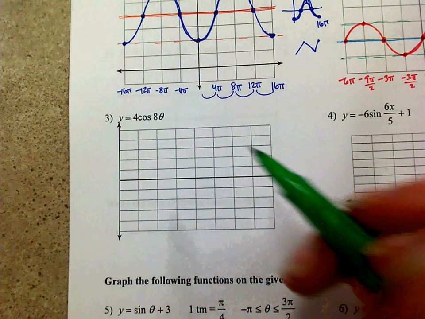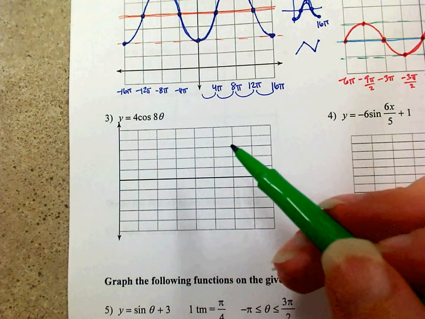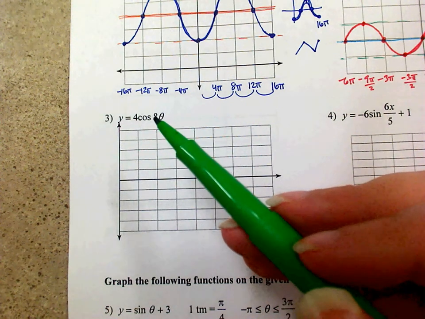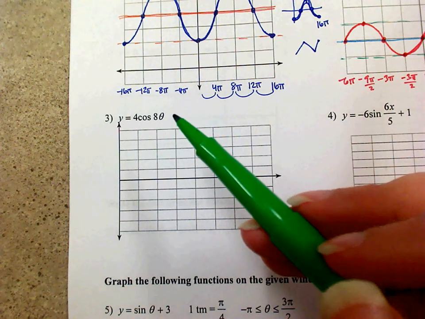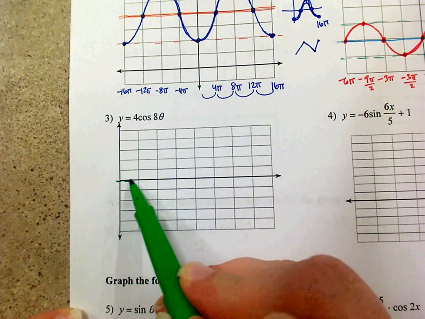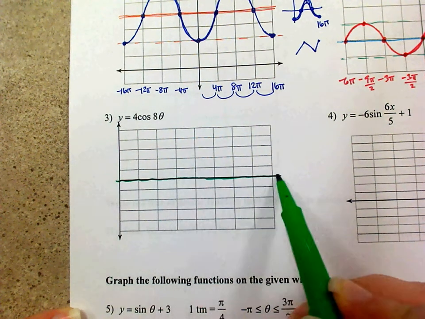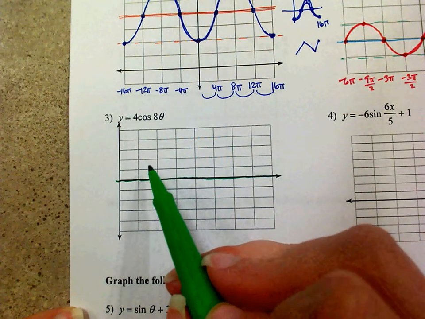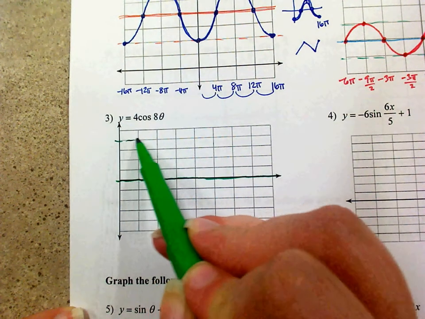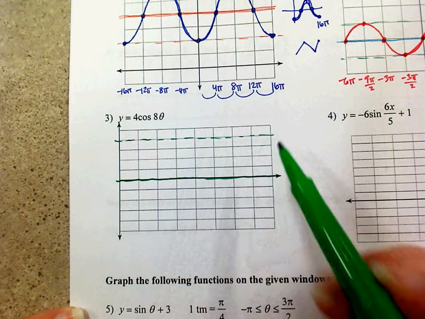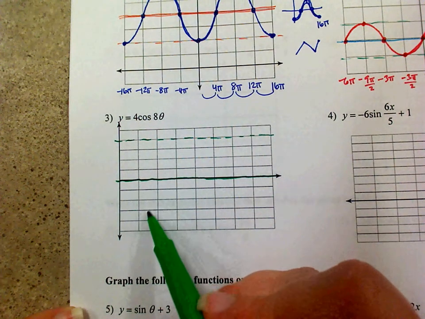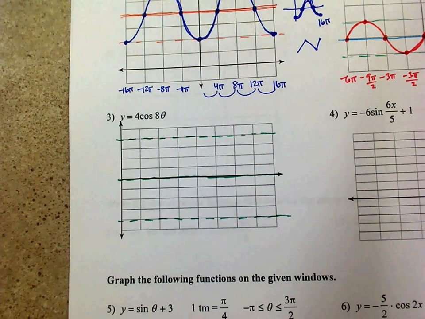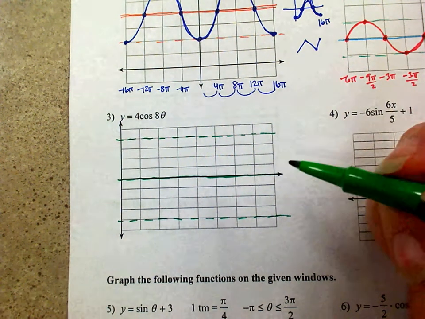Okay, on this one, we have an amplitude of 4. We've got an 8 in front of theta, which is going to affect my period, and then there is no vertical shift. There's no vertical shift, then I know that my midline is at the x-axis. Okay? And then my amplitude is 4, the number in front, so 1, 2, 3, 4. I'm drawing my amplitude line. And down for 1, 2, 3, 4. Okay. I need to figure out the period of the wave to know what I'm going to label my x-axis.